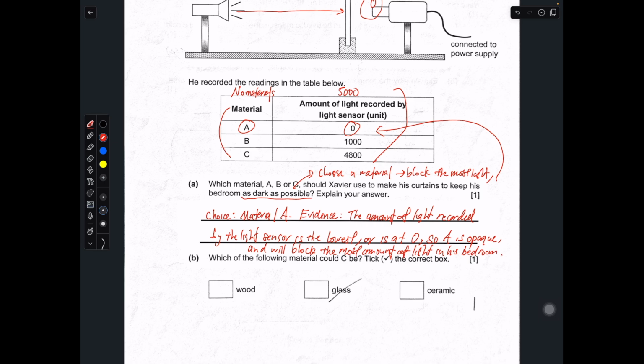Okay, so the key portion over here is making a choice. Tell me that it's lowest or it is 0. So make the relationship that it is opaque and it will block the most light in his bedroom, keeping his bedroom as dark as possible. That's trying to answer back to the question over here.